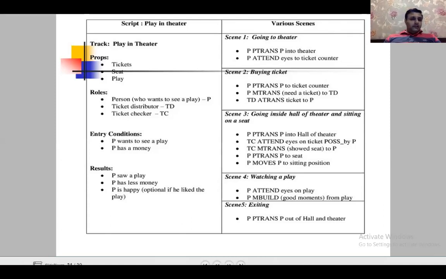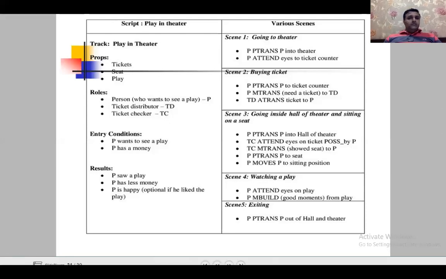Now you are very clear with the other components. Properties we had already learned, the roles we had learned, the entry conditions you know, results you know. Now how will the scenes be presented? Already you had learned about the conceptual dependency primitives, CD primitives, right? So now those CD primitives will be used to express the different events.